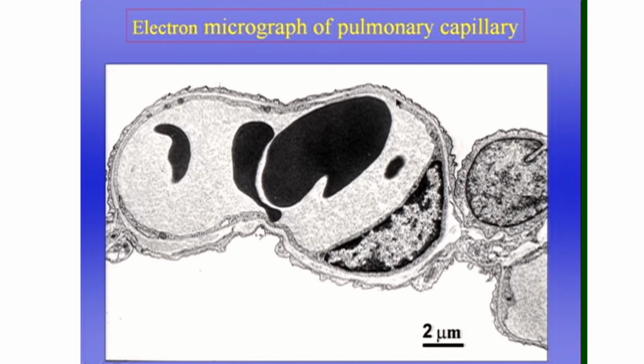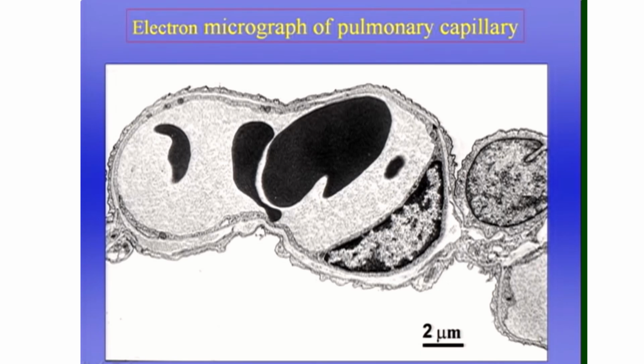Let's look at the thin side first. The outermost layer is the alveolar epithelium, a very, very thin cell, as you can see, and here is the nucleus of this, as it's called, type 1 alveolar epithelial cell. Then the innermost layer is the capillary endothelium. We can see it here, and here is the nucleus of the capillary endothelial cell in this beautiful electron micrograph.